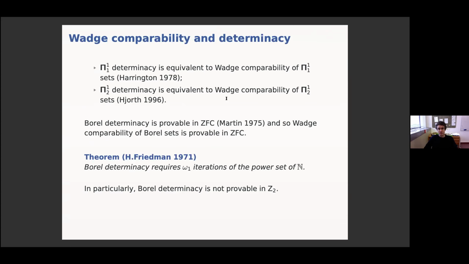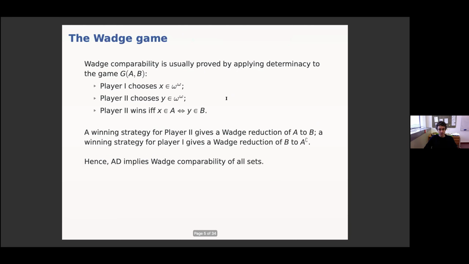Pi12 determinacy is equivalent to the comparability of pi12 sets. That was proved by Hjorth in '96. And going back to the game, you see one direction of these equivalences is fairly direct. The complexity of the payoff set is directly related to the complexity of the sets A and B that I'm looking at.